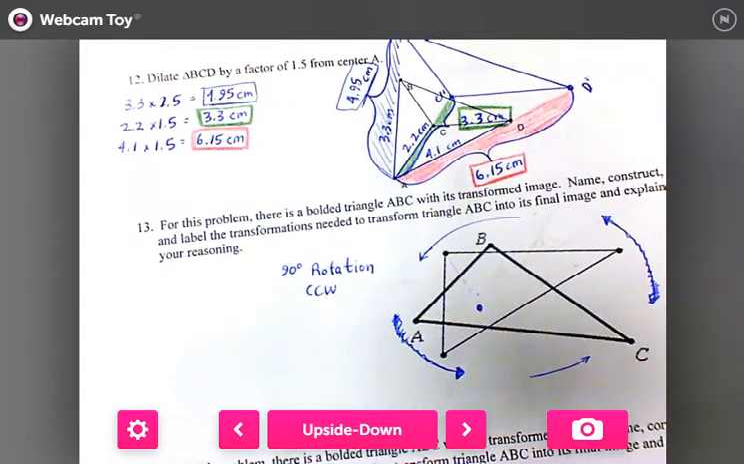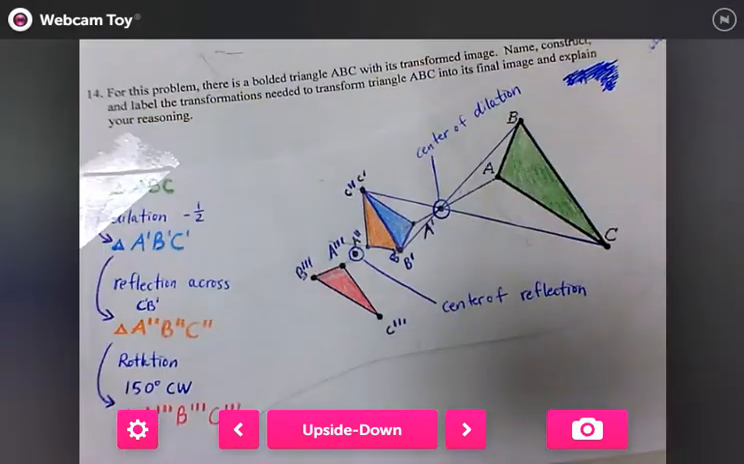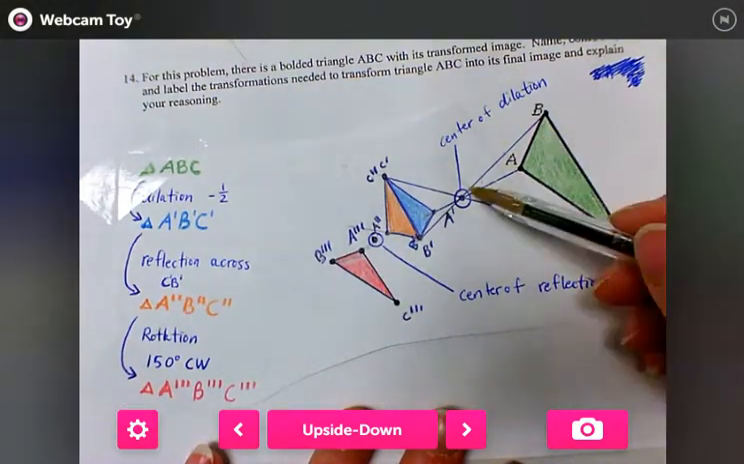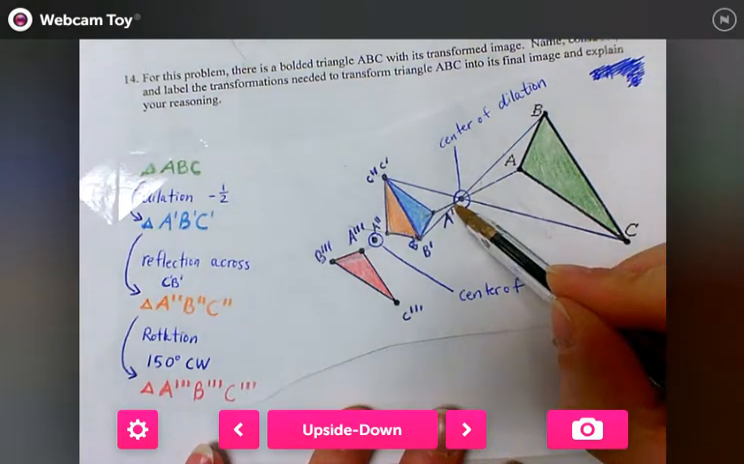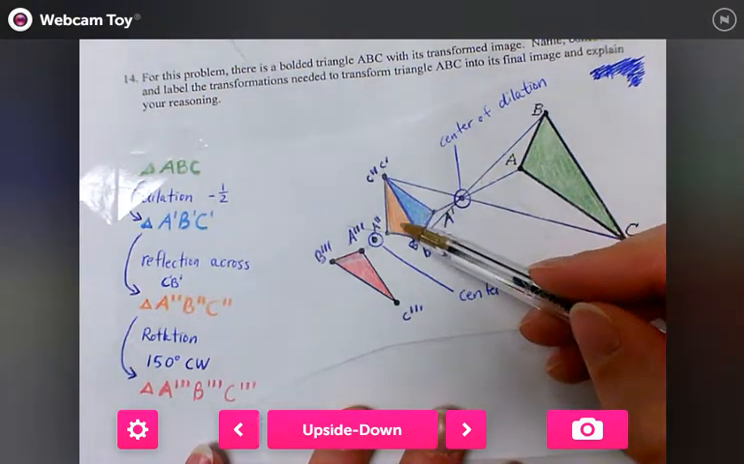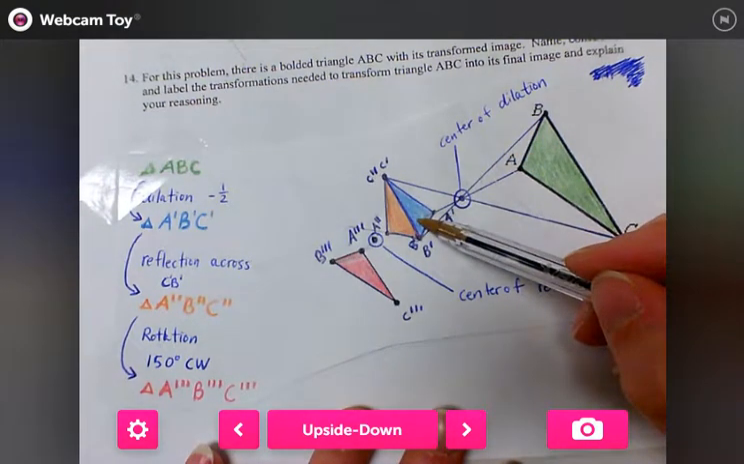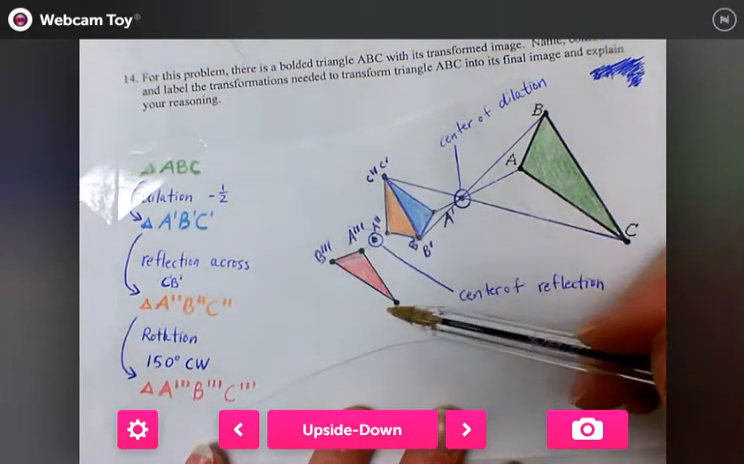Okay, one more. I'm going to go over 14 and then I'm going to answer questions. Okay, 14, we did a negative dilation of 1/2. Then a reflection. I'm not sure why. Okay, so a negative dilation, then a reflection, then a rotation of 150 degrees.